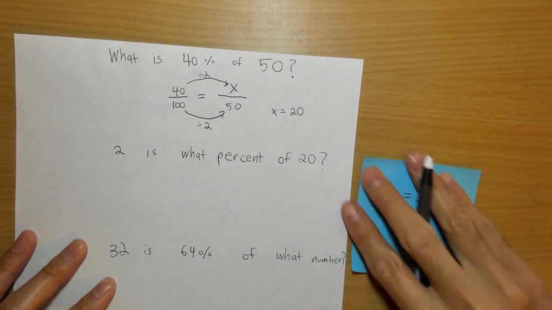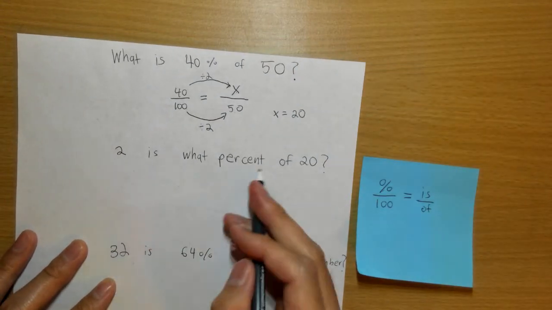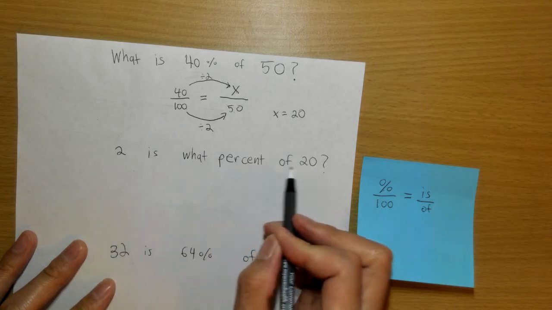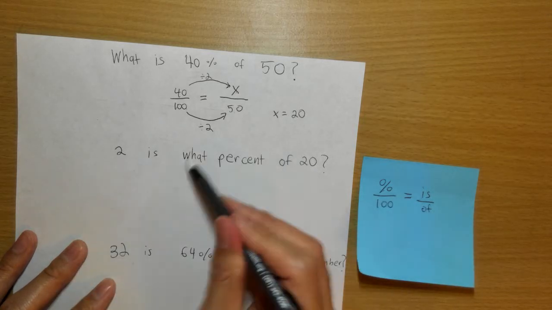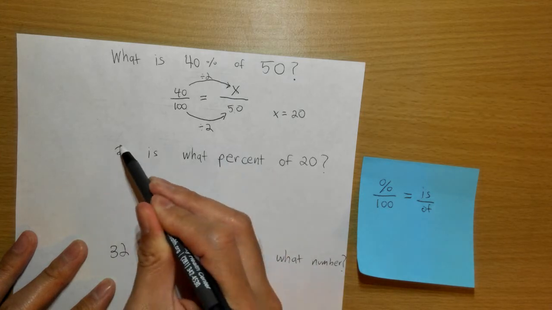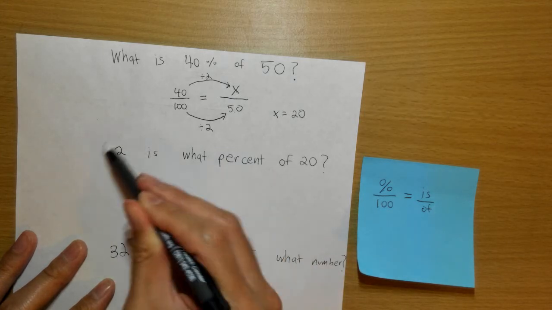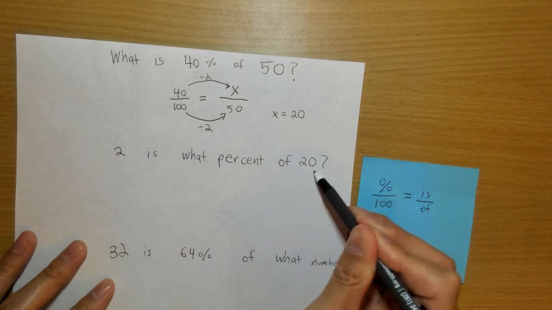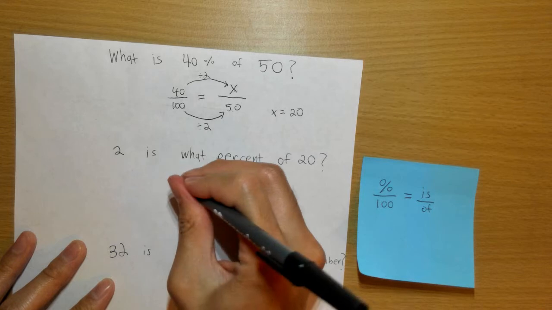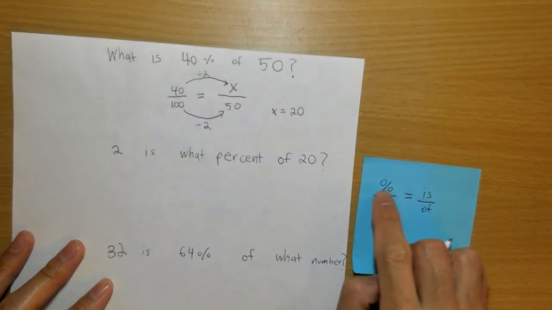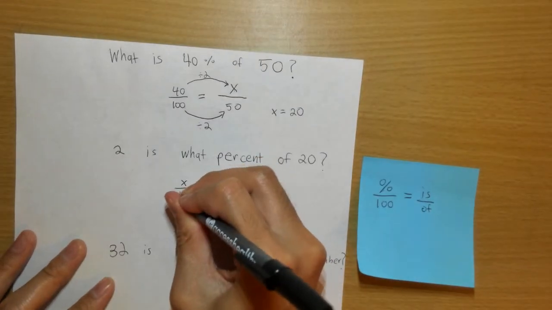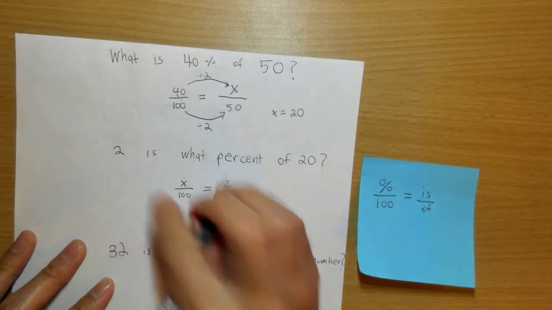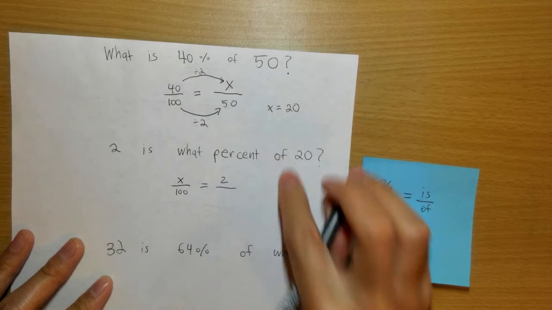Let's go on to the next problem. 2 is what percent of 20? Be careful. It didn't give you the percent value. It gave you the part, indicated by the is. It gave you the whole, indicated by that of, and it wants to find the percent value. So that percent value is missing. That's what I want to solve for. Again, my part is 2, indicated by that is. My whole is 20, indicated by that of.